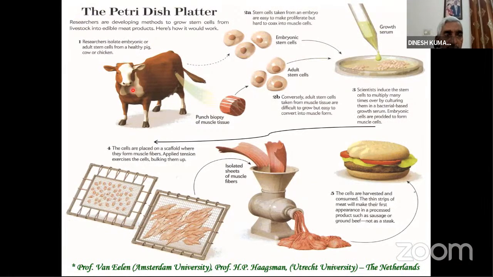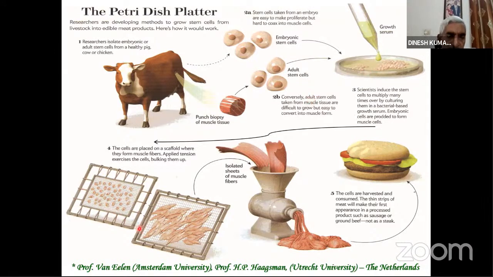Suppose you are going to prepare cow meat or pig meat, whatever the animal. You take an embryonic stem cell of this cow and an adult stem cell from its muscles and mix both into a culture medium having a growth serum. After mixing, there is fast division, and the coexistence of embryonic and adult stem cells leads to conversion into muscle cells.